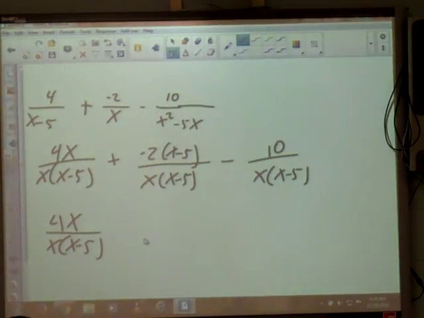I don't know what sign to write to not confuse you. I'll just go ahead and keep the plus sign there. And that'll make that negative 2x and positive 10.